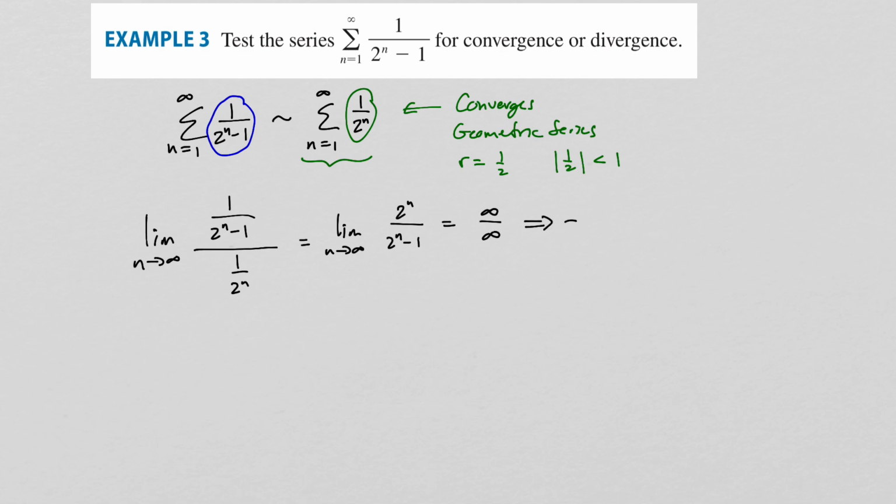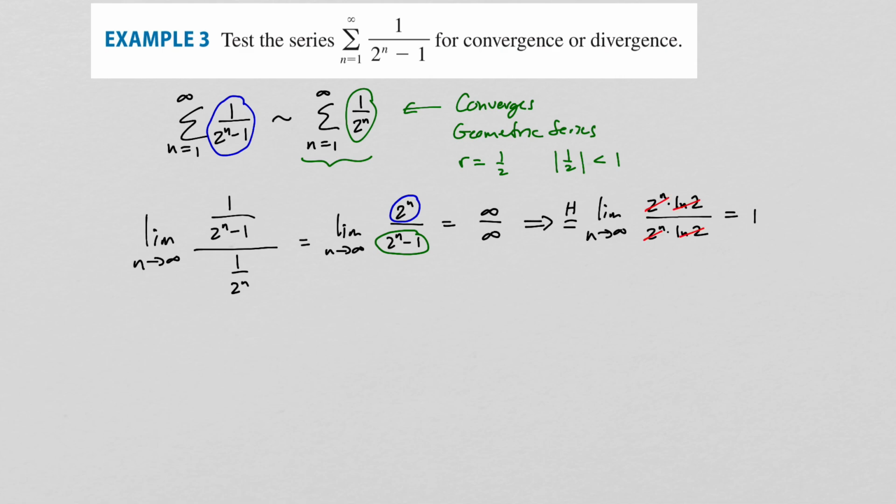And so therefore, we can get this limit by using L'Hopital's rule and taking the limit as n goes to infinity of the derivative of the numerator. So let's remember the derivative of 2 to the n is 2 to the n times the natural log of 2. And we're going to divide that by the derivative of the denominator. Well, the derivative of 2 to the n, again, is 2 to the n times the natural log of 2. And then, of course, the derivative of negative 1 is 0. And so this limit ends up being 1, right? Because all these cancel out.